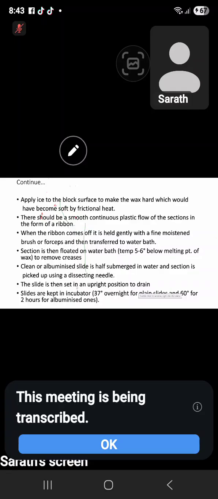The slide is then set in an upright position and drained. Slides are kept in an incubator overnight for plain slides, and at 60 for 2 hours for albuminous slides. But I am giving one piece of advice.